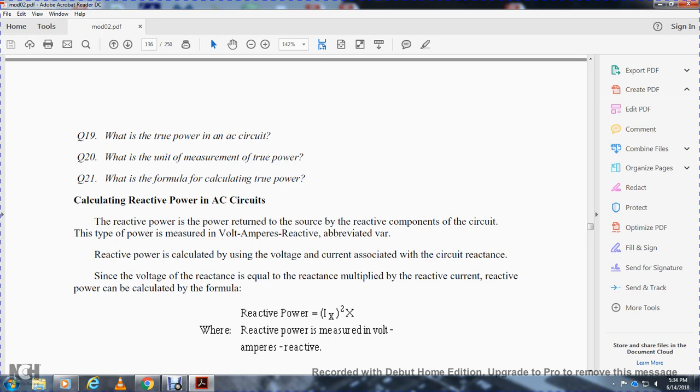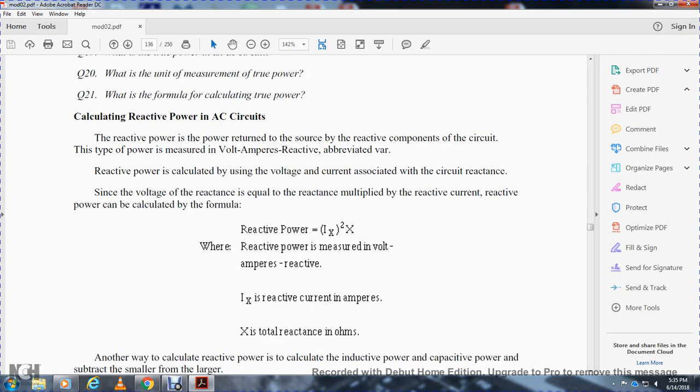Reactive power is equal to IX squared, where IX is the reactive current in amps, times the total reactance in ohms.